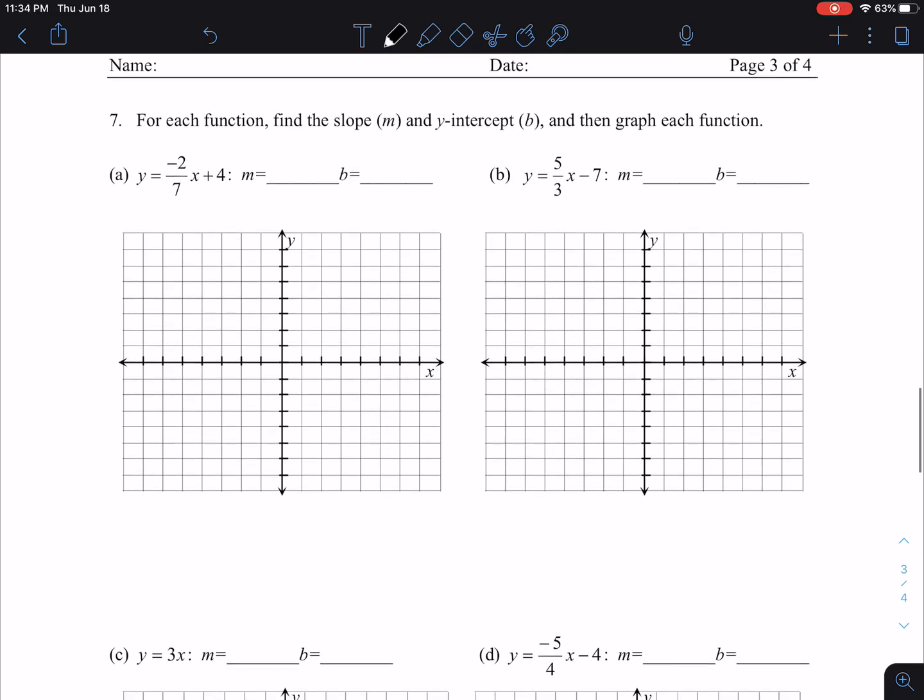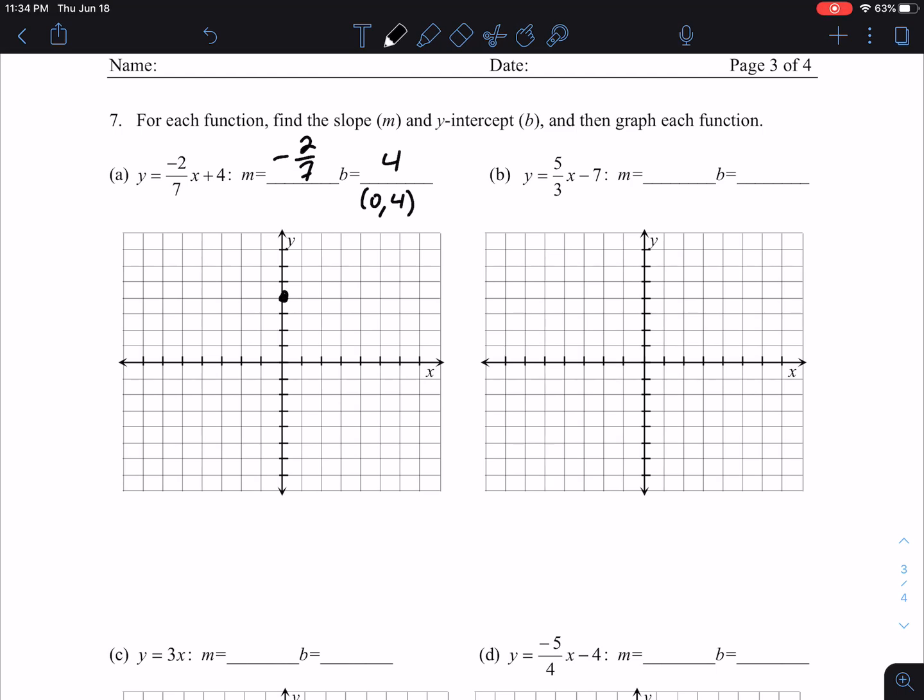Now that we have this information, we don't have to make an XY chart. All I need to do is identify my slope. So here's -2/7, and then b is 4. So what this means is I'm crossing at 0, 4. So 1, 2, 3, 4 right there.